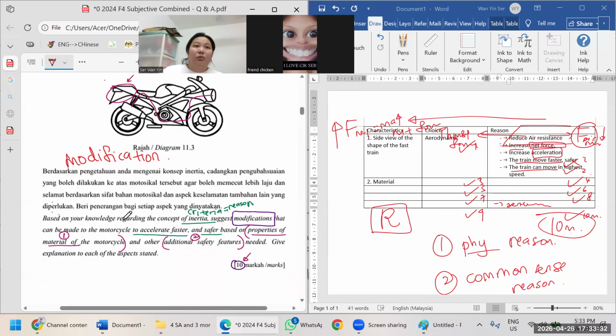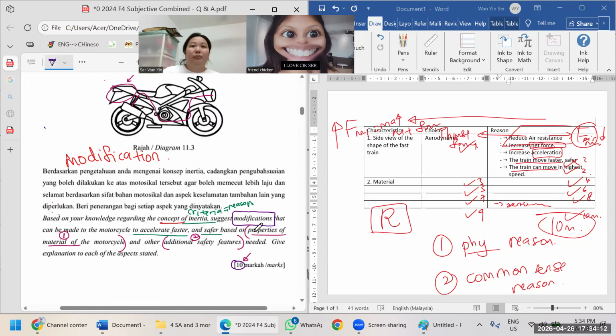Okay, so modification that can be made to the motorcycle to accelerate faster and safer based on the properties of material of the motorcycle. So to accelerate faster and safer and inertia, this is the criteria. Don't make it as your reason. You make it as your reason, not wrong, but no marks.